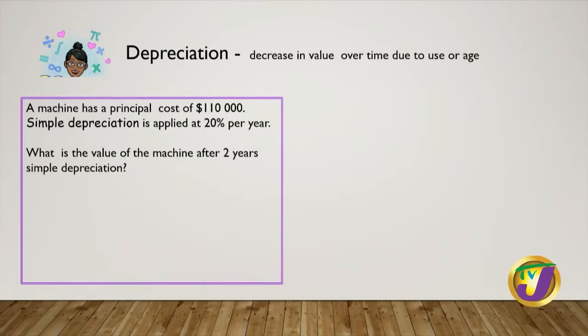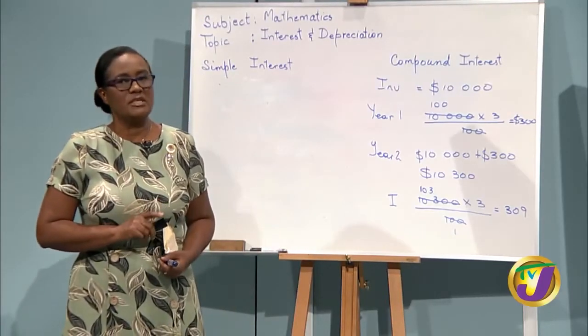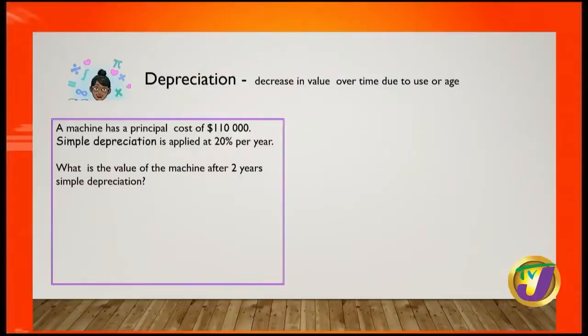All right, here's another example. We're moving on now to depreciation. So we have looked at simple interest, compound interest. We are now moving on to depreciation. Now, depreciation is decrease in value over time due to usage, right? So here we have a machine. It has a principal cost of $110,000, and the simple depreciation is 20%. What is the value of the machine after 2 years?